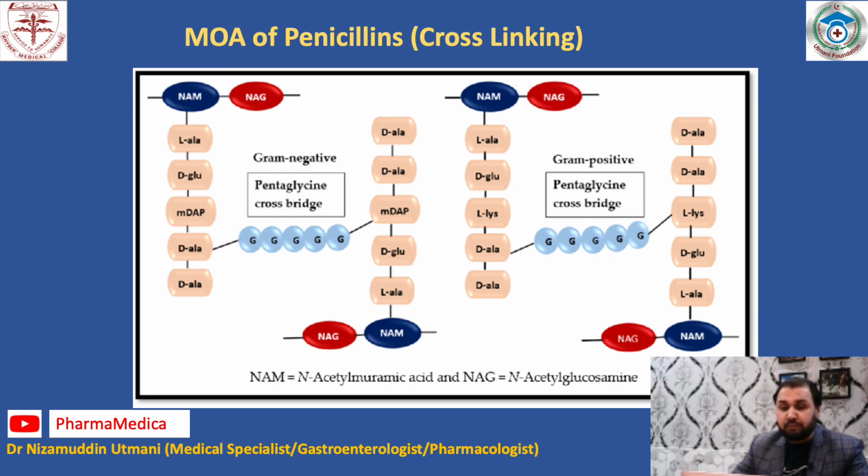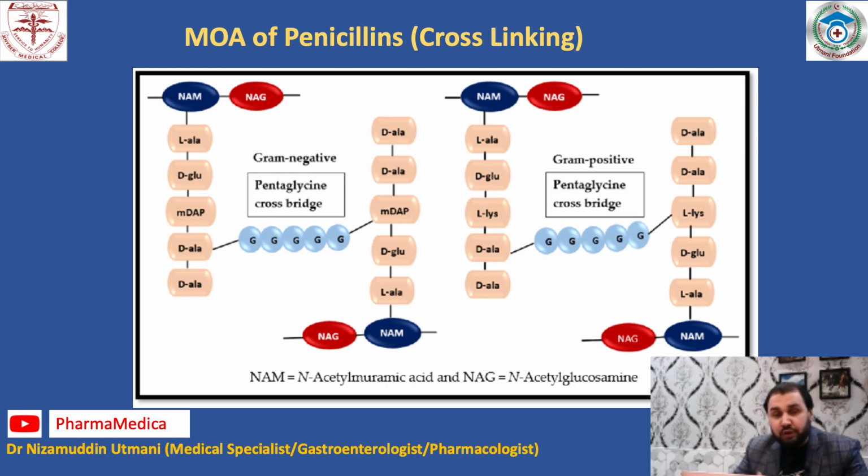What is the mechanism of action? In the bacterial cell wall, there are peptidoglycan layers. In these peptidoglycan layers, they are connected by a cross-bridging mechanism, and that cross-bridging mechanism gives strength to the cell wall of the microorganism. Penicillin binds with particular proteins, what we call penicillin binding proteins, and thus they stop the cross-bridging of those peptidoglycans.